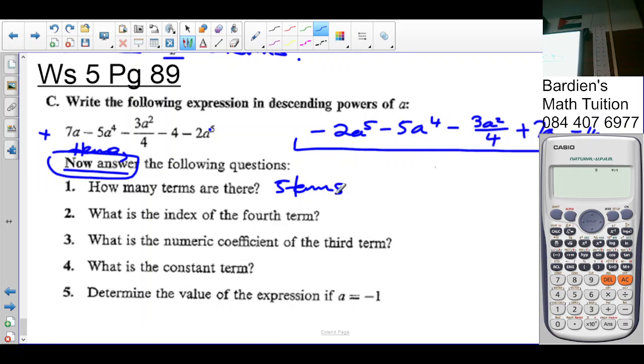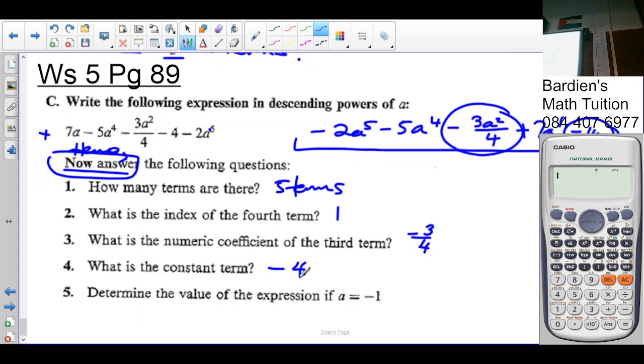Number 2. What is the index? What's the index? Exponents. What is the index of the fourth term? 1, 2, 3. The fourth term, which is 1. So the index is 1. Okay. What's the numerical coefficient? Numeric coefficient of the third term. So it's 1, 2, 3. This is the third term. The coefficient is the number in front. So what's the coefficient? Negative 3 over 4. What is the constant term? A constant term is a term without a variable. Negative. Remember the sign is part of the term.